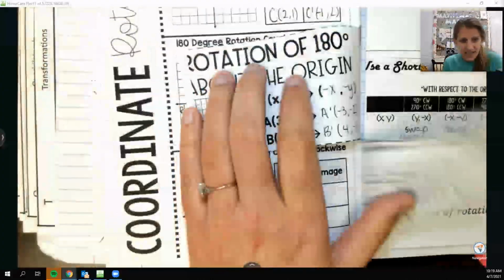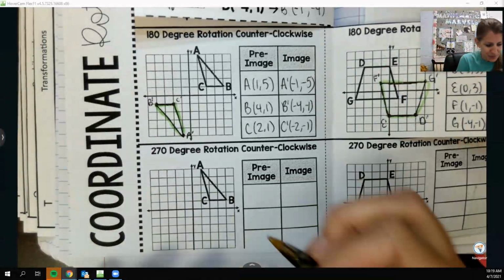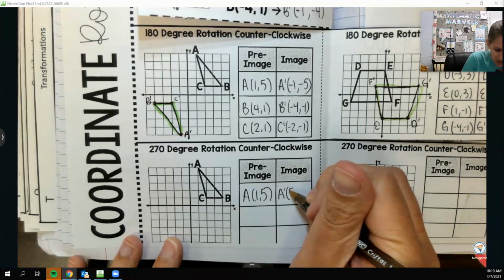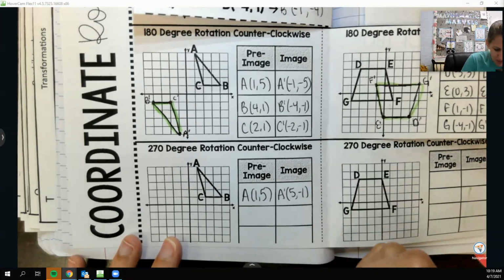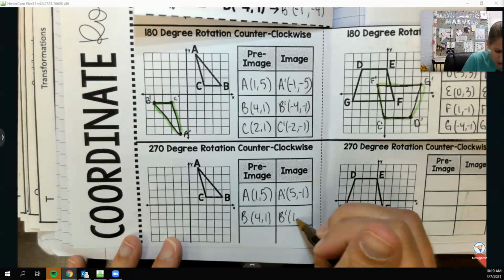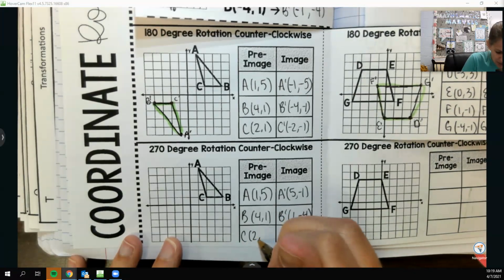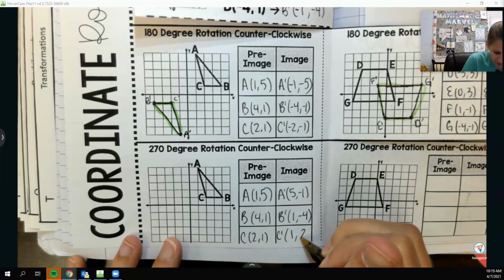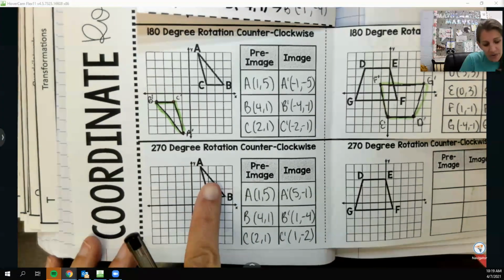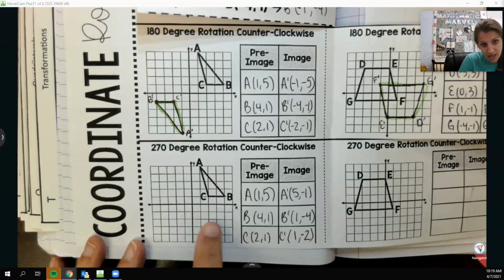Alrighty, if we go on the inside and try it again with our same old triangle and trapezoid, A was at 1, 5. So because I'm going 270, I'm going to swap and change the second one. B was at 4, 1. So when I get B prime, I'm going to swap and change the sign of the second. And C was at 2, 1. So I'm going to swap and change the sign of the second. Then I'm going to go graph it. And so before I do, maybe I'm going to think about it a little bit. It's going to go 270, so 3 quadrants. So it should end up down here.